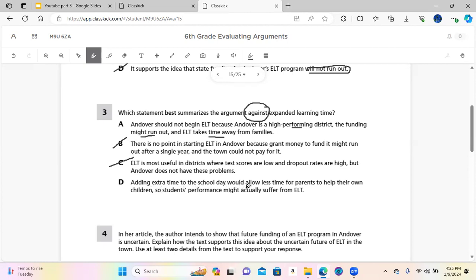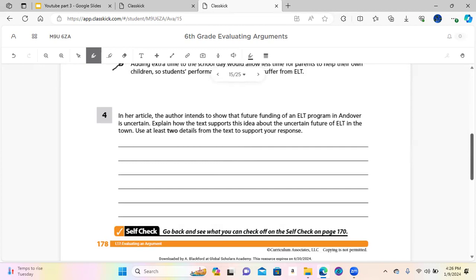Adding extra time to the school day would allow less time for parents to help their own children, so students' performance might actually suffer from ELT. This was also mentioned, but this was only one claim that was mentioned to go against ELT. So this would not be a good summary. So A is definitely correct because it covers all 3 arguments that were raised in the text, right? So let us now work on our written response.